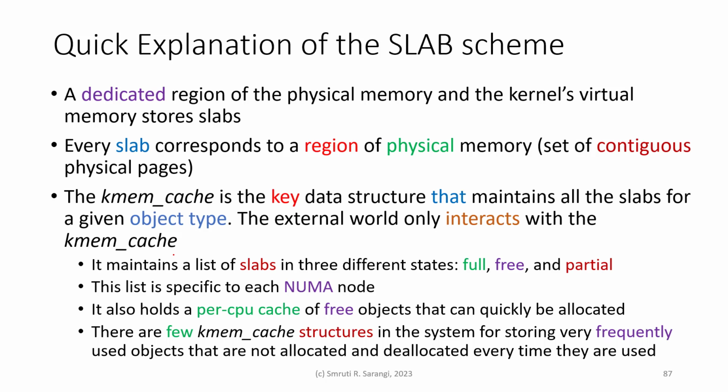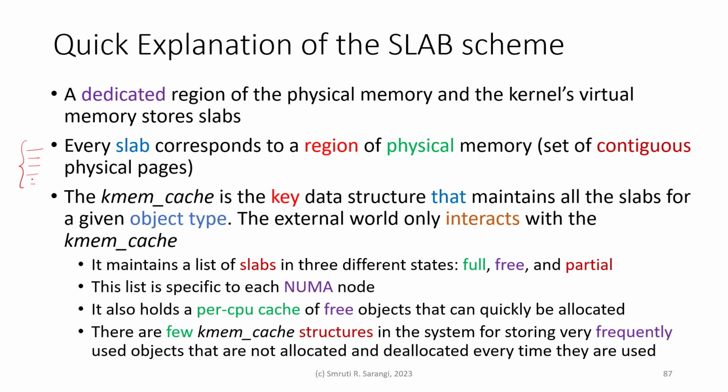But before we go to the slab allocator, a couple of quick explanation points are important, even though we have discussed almost all of it, but I want to ensure that we are not missing anything. So of course the slab is a dedicated region of physical memory and also the kernel's virtual memory where we store slabs. Each slab is basically a contiguous region, and then again it can store finite size, fixed size objects. And a free list essentially says whether an object storage location, a chunk, is free or not.